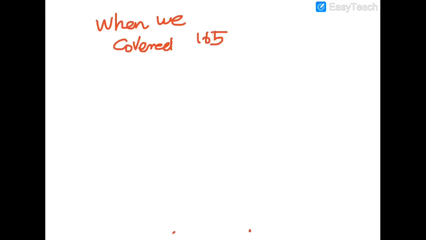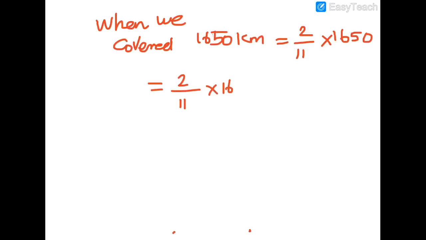When we covered 1650 kilometers, how much will it take? So we have to think about 2 by 11 into 1650. 2 by 11 is for 1 kilometer. So for 1650 kilometers, we have to multiply 1650. So 2 by 11 into 1650.